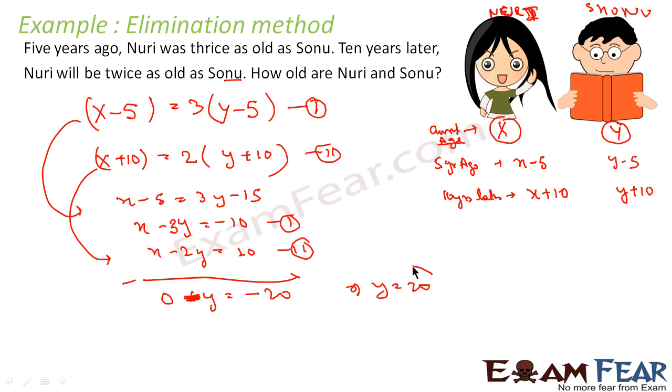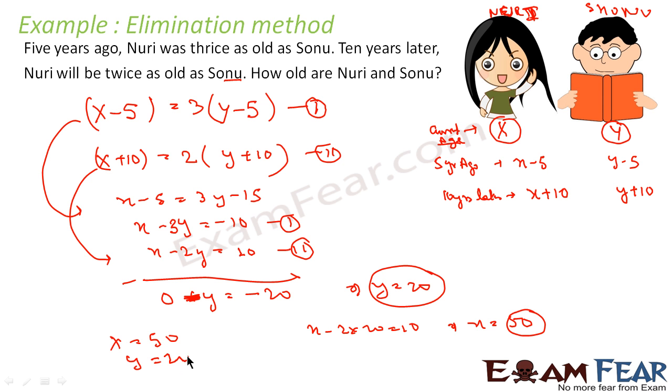If I put this value of Y in any equation, let's suppose I put it in this equation, I get X minus 2 into 20 is equal to 10, or X is equal to 40 plus 10, which is 50. So I have got X is equal to 50 and Y is equal to 20. So Neeru's current age is 50 and Sonu's current age is 20.